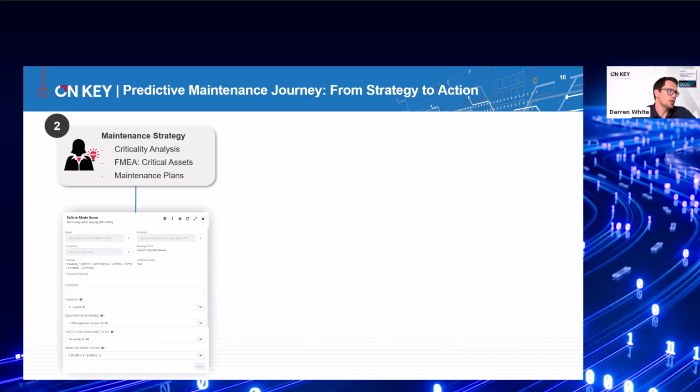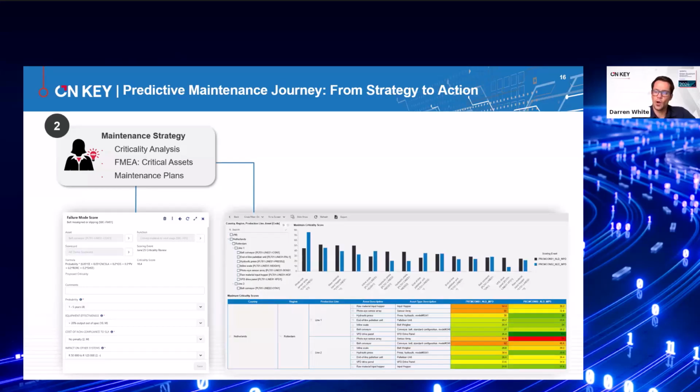Okay, so we've got a tool to perform that exercise of creating a criticality score for each one of your assets. So you capture this, you've got a formula, and this formula can be custom, and you've got a couple of factors that bear a weight within that formula. So these factors can be probability, equipment effectiveness, cost of your non-compliance, or impact on other systems, and you have control over that formula.